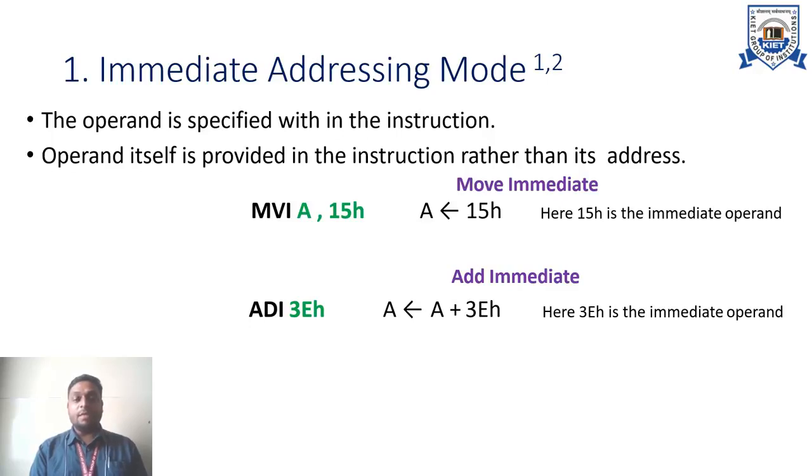Next example is ADI 3EH. In this, the instruction is add immediate and 3EH is the data. H specifies the hexadecimal number, and it will get added with the contents of register A, that is the accumulator itself.